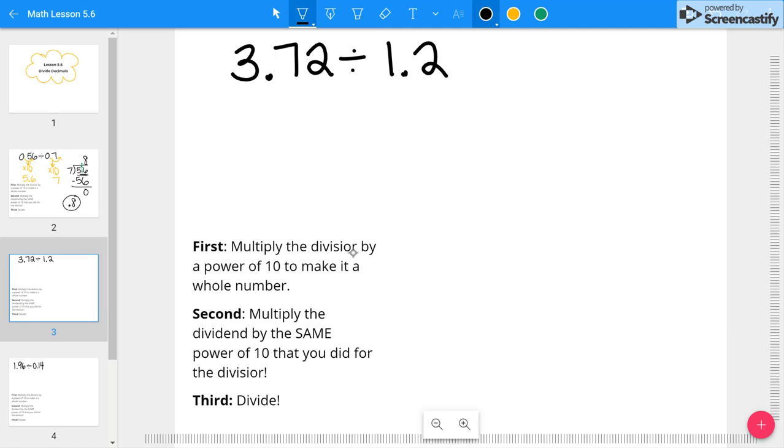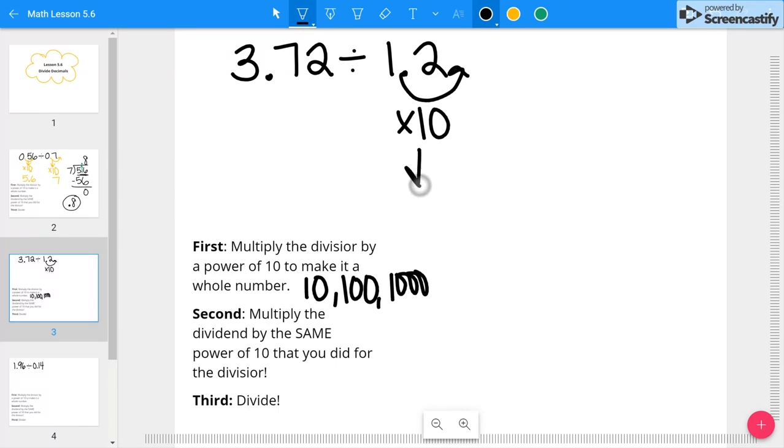So look at step 1. First, multiply the divisor by a power of 10 to make it a whole number. That could be multiplying it by 10, 100, 1,000, whatever I need to multiply it by to make it a whole number. So I know that I need to really move my decimal point one time. So when I move it one time, that's telling me that I just multiplied it by 10. So when I did 12 tenths times 10, my new divisor is 12.